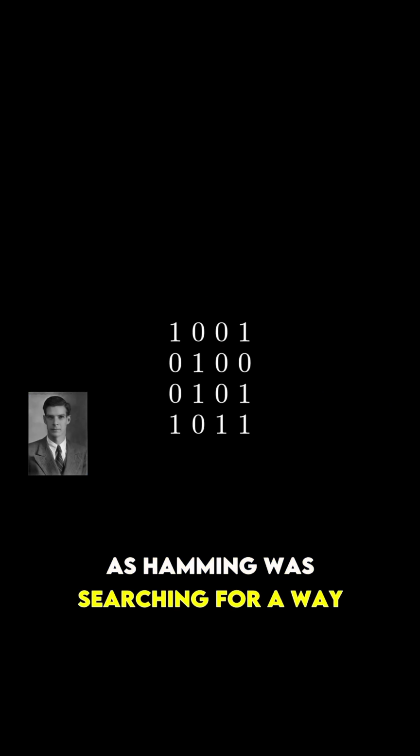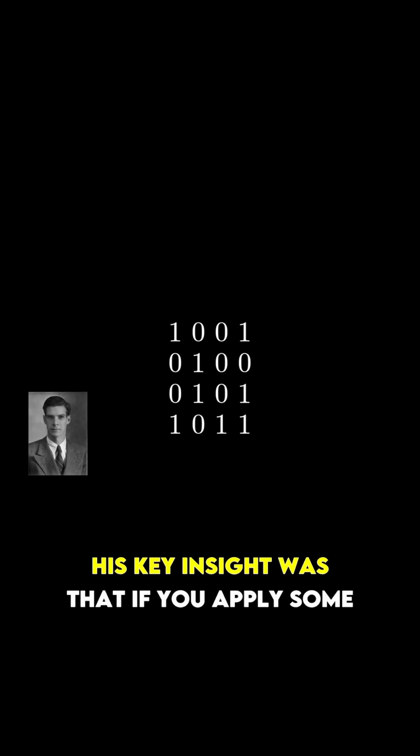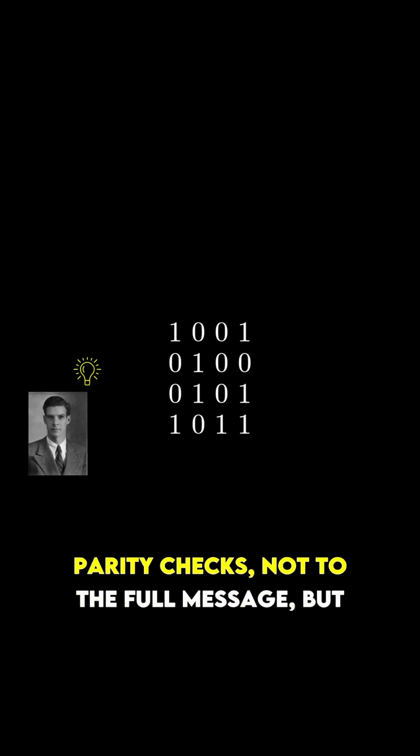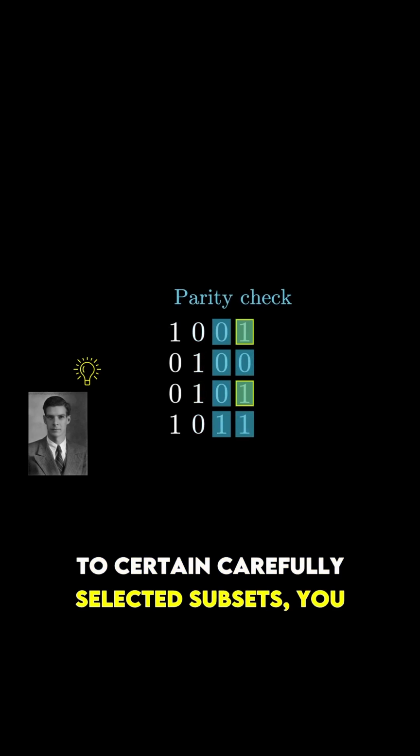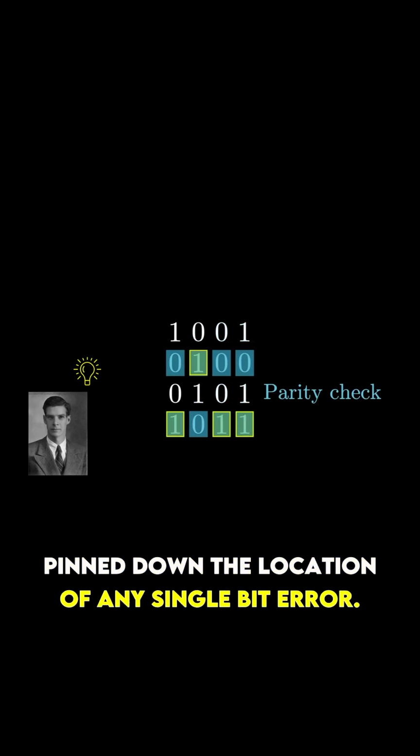As Hamming was searching for a way to identify where an error happened, not just that it happened, his key insight was that if you apply some parity checks not to the full message, but to certain carefully selected subsets, you can ask a more refined series of questions that pin down the location of any single bit error.